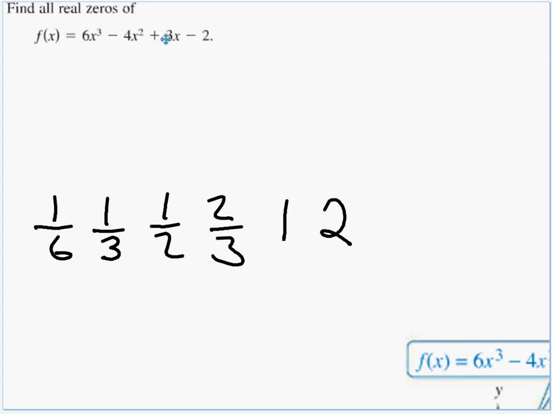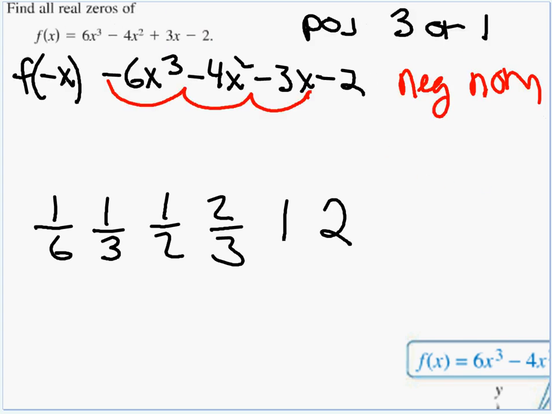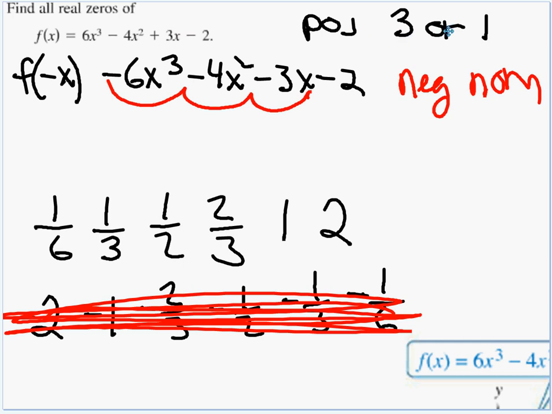So here are our solutions. It says here for positive, we're going to have 3 or 1. And this is a third degree, so they're either all going to be positive, or we're going to have one real one and the others will be imaginary.